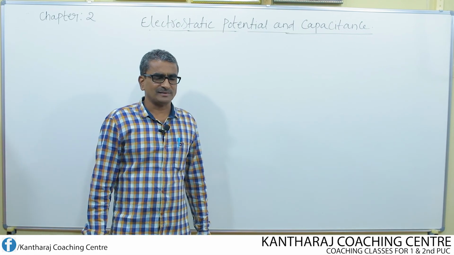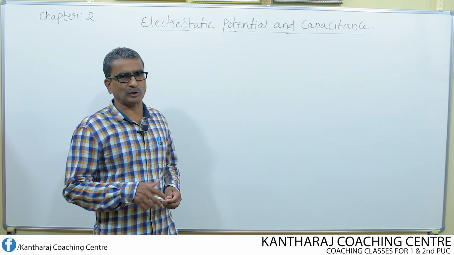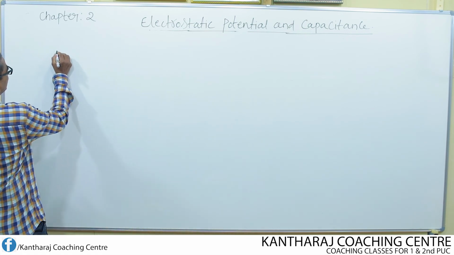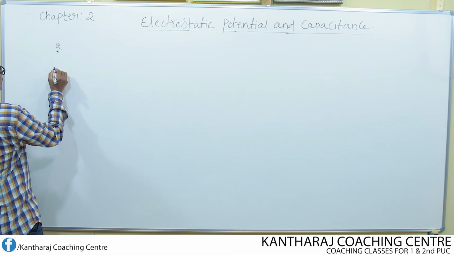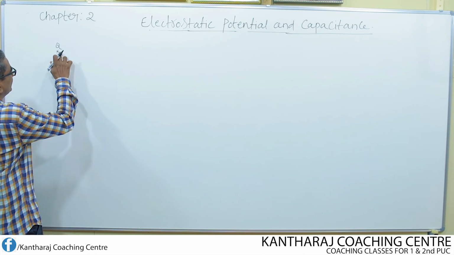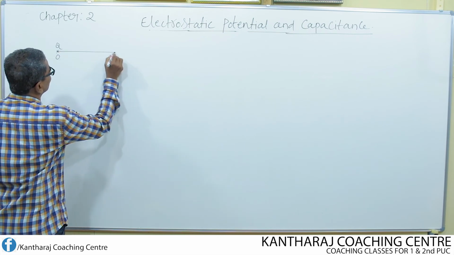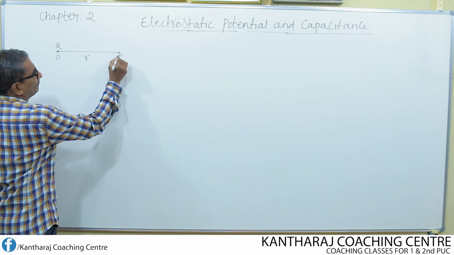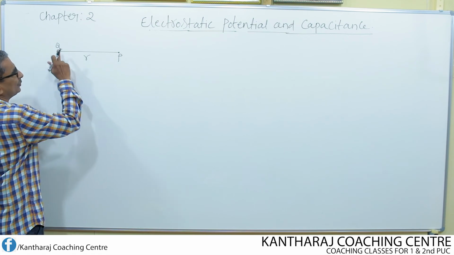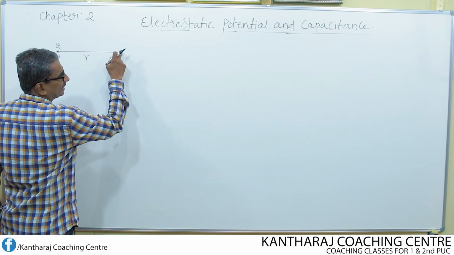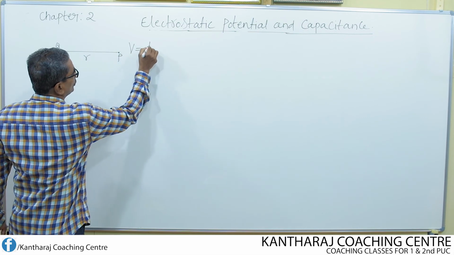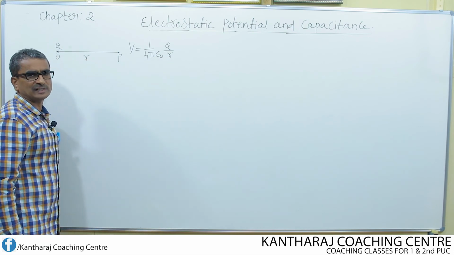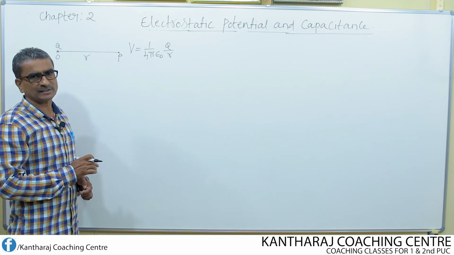In our previous class, we derived an expression for the electric potential at a point due to a point charge. Suppose I consider a point charge Q kept at some point O. Then at a certain distance R from the charge Q, at the point P, the electric potential is given by V equal to 1 over 4 pi epsilon naught Q by R. This is the expression we derived in the previous class.